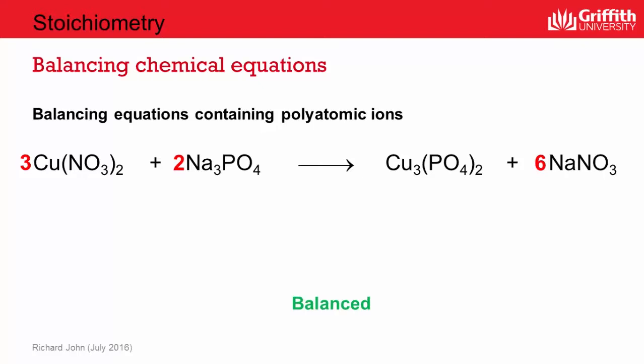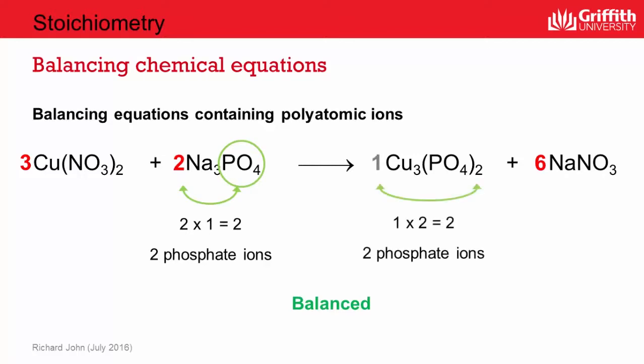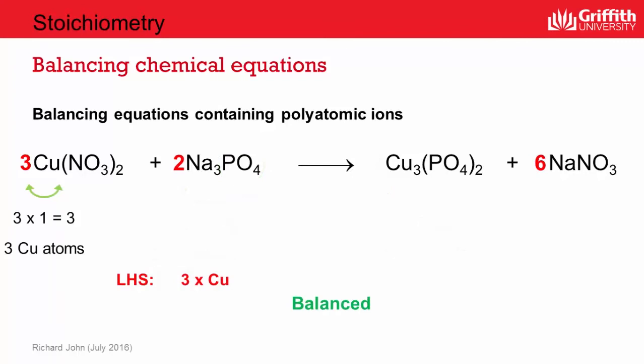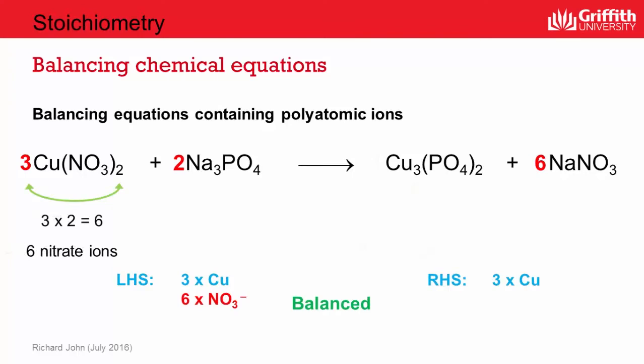Now it turns out that this equation is already balanced without us having to explicitly look at the phosphate ions, and this happens quite often in balancing chemical equations. You can see that by putting the 2 in front of the sodium phosphate, I've now got 2 phosphate ions, and these balance the 1 times the 2 phosphate ions in my copper(II) phosphate formula on the right hand side. So this equation is now balanced. I've got 3 coppers on the left hand side, 3 coppers on the right hand side. I've got 6 nitrate ions as a whole on the left hand side, and 6 nitrate ions as a whole on the right hand side.